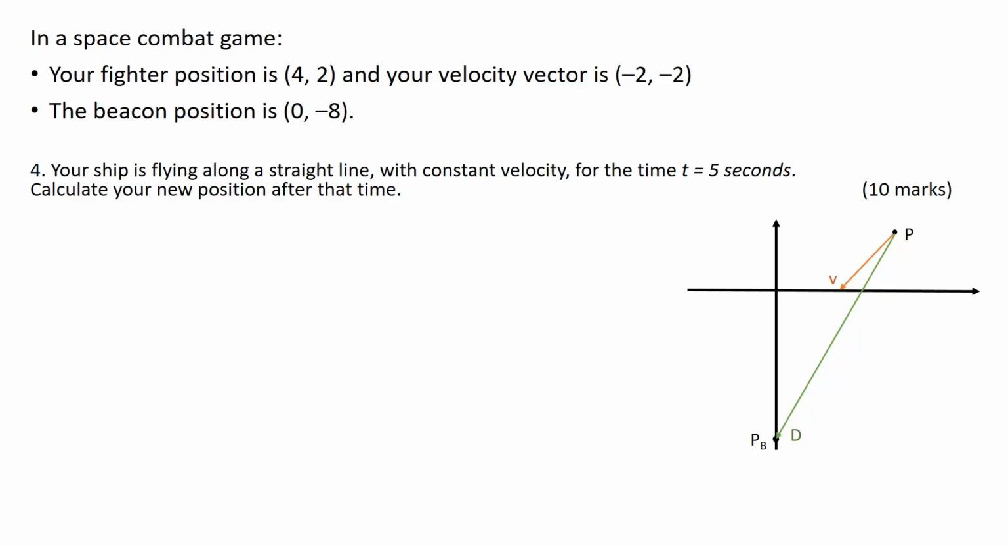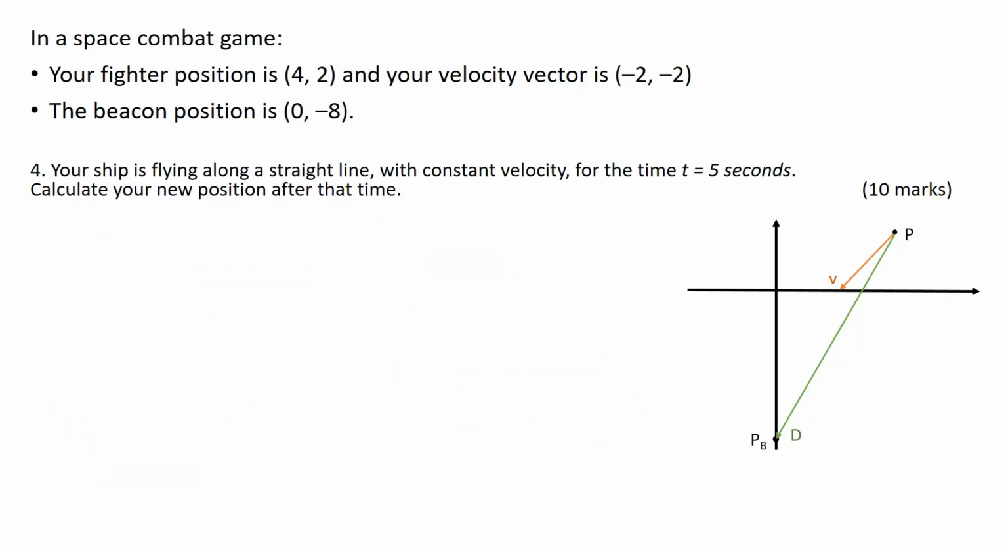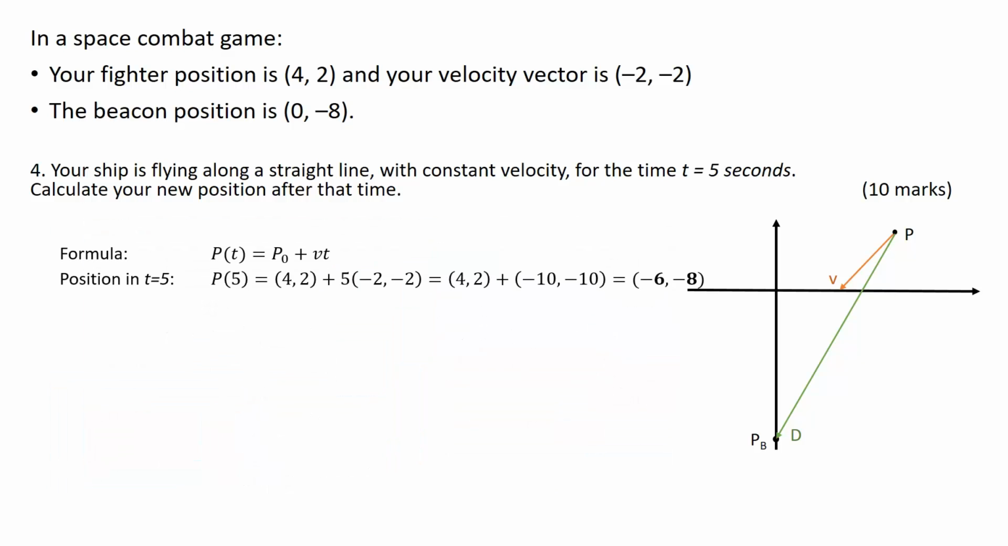Question number 4 is about the position of the fighter after 5 seconds of flight. It should be solved using the motion equation, and this question proved to be not very difficult for you. It attracted quite a good average of 7 out of 10. The main problem that occurred with this exercise was with strictly calculations, particularly addition of negative numbers.